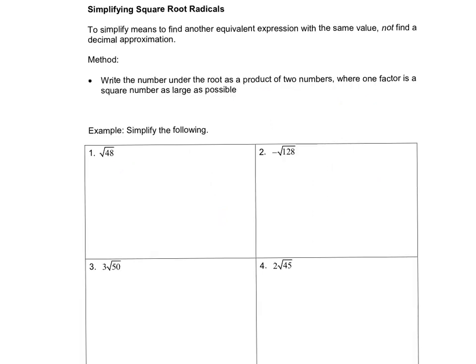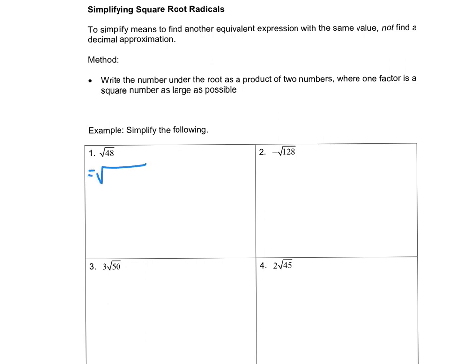We are now going to simplify radicals. This means that we want to find an equivalent expression for each radical, not in decimal form. The method of doing this is to take the number underneath the square root and write it as the product of 2 numbers, where one of the numbers is a square number that's as large as possible. For instance, when I want to take the square root of 48 and simplify it, I know that 4, which is a square number, goes into 48, but 16 is larger, so I want to use that.